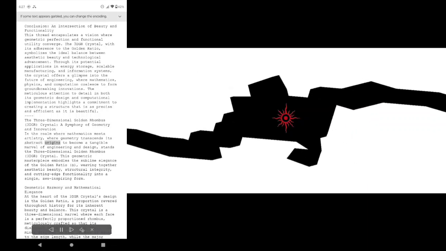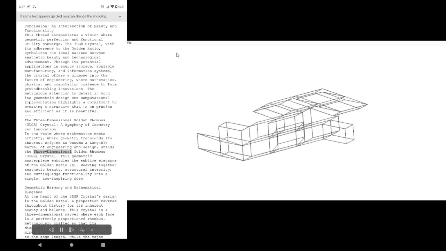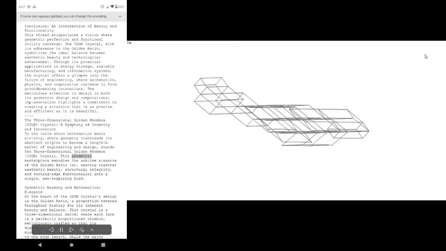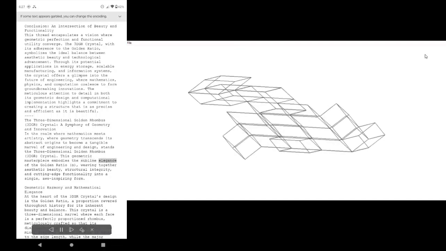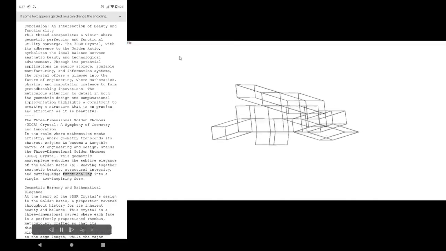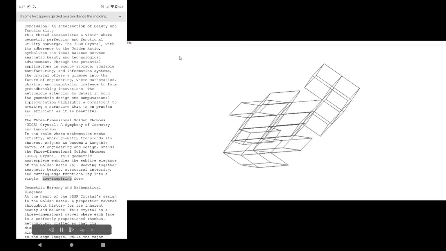The three-dimensional golden rhombus, 3DGR, crystal: a symphony of geometry and innovation. In the realm where mathematics meets artistry, where geometry transcends its abstract origins to become a tangible marvel of engineering and design, stands the three-dimensional golden rhombus, 3DGR, crystal. This geometric masterpiece embodies the sublime elegance of the golden ratio, phi, weaving together aesthetic beauty, structural integrity, and cutting-edge functionality into a single, awe-inspiring form.